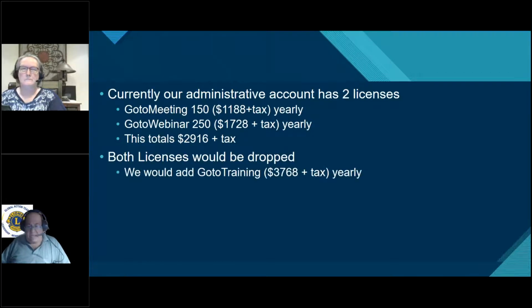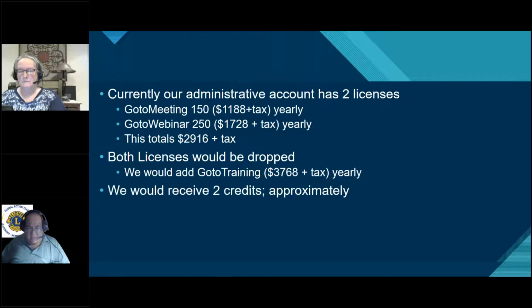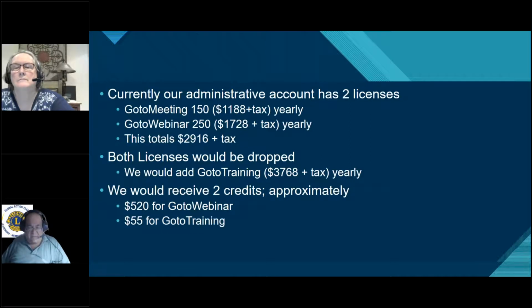This would be replaced by GoToTraining, which is $37.68 plus tax yearly. And this is a 12-month cycle. Now, we're going to get two credits, and it's approximate because the numbers I got were a couple of weeks ago. They couldn't give me credits based on a date in the future. So the numbers I'm going to give you will slightly decrease. 520 for GoToWebinar, I'd estimate about 515 or probably about 510 if you use my timeline. And a $55 credit is probably closer to 50 for GoToTraining.